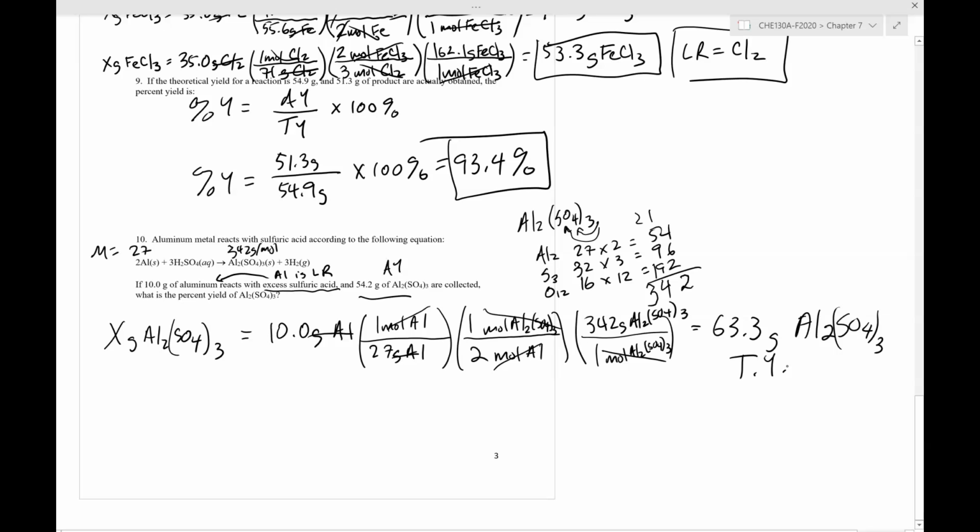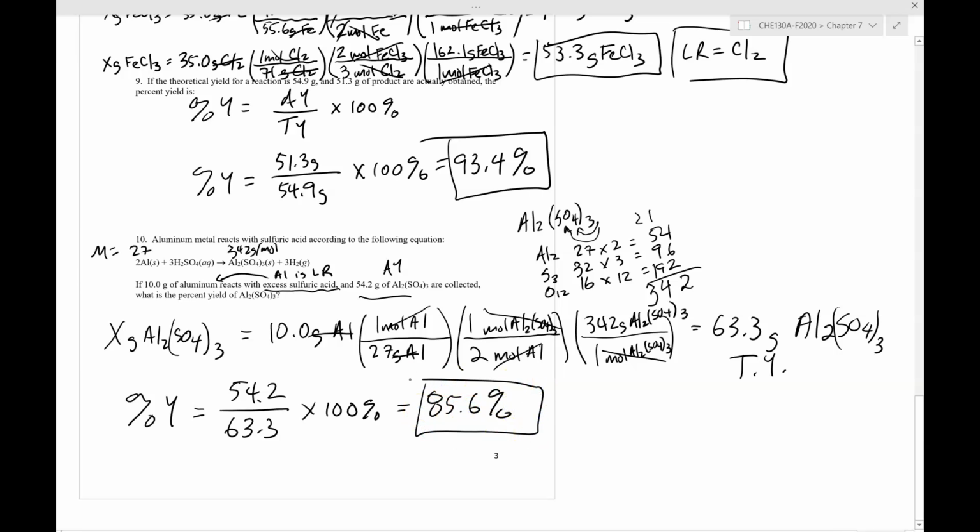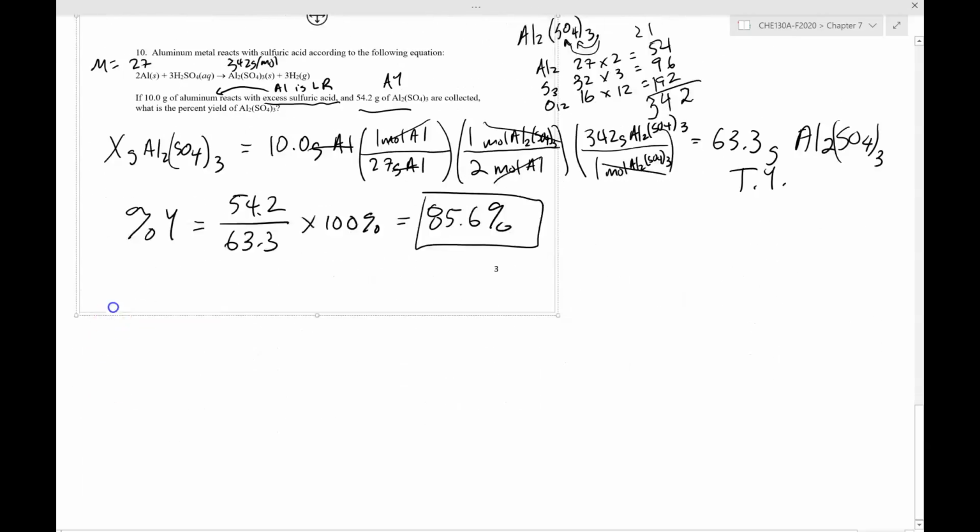Our actual yield we're given was 54.2. Our percent yield, again looking at the previous problem, we put the actual yield, 54.2, on top of our theoretical yield, 63.3, multiplied by 100%, and 54.2 divided by 63.3, that comes out to be an 85.6% yield. And that's what we're asked, so we put a box around that guy.